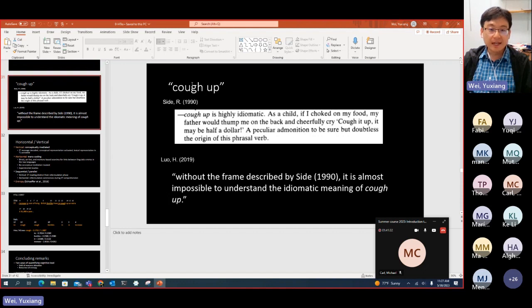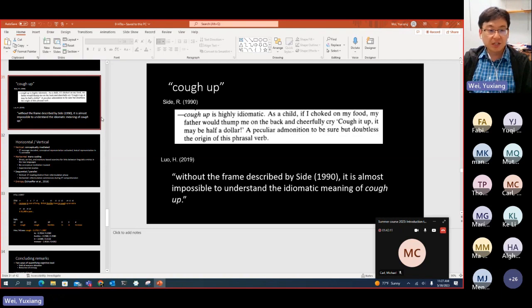If we look at the nature of this phrasal verb, the problem seems to be its metaphorical use, right? There's a description of its origin by Side, which says that cough up is highly idiomatic. And as a child, if I choked on my food, my father would thump me on the back and cheerfully cry, "Cough it up. It may be $50." This is what he describes as the origin of the phrasal verb. And some studies in cognitive linguistics would argue that without a frame described by, for example, Side, it is almost impossible to understand the idiomatic meaning of cough up.